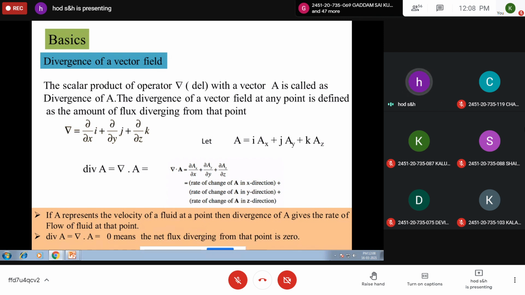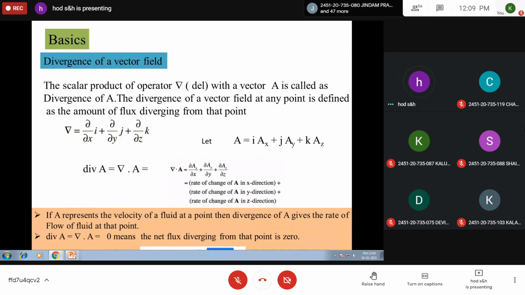In a physical sense, if the vector A represents the velocity of a fluid at a point, then the divergence of A will give you the rate of flow of fluid at that point. You know the velocity of the fluid, you use this operator to calculate the divergence, and it straight away gives the rate of flow of fluid, how much fluid is flowing per unit time from that point. For any mathematical fluid mechanics, you need this divergence. And div A or del dot A equal to 0 means the net flux diverging from that point is 0. That is, how much fluid is coming to that point, the same is leaving from that point.